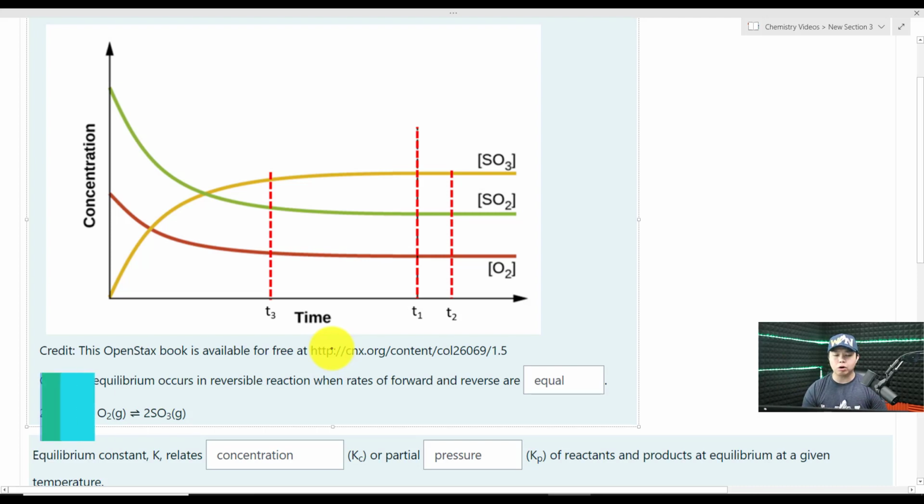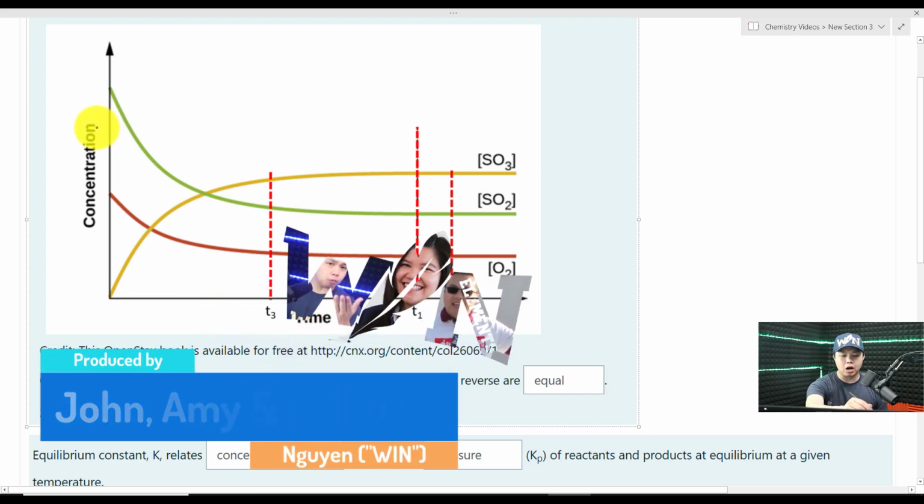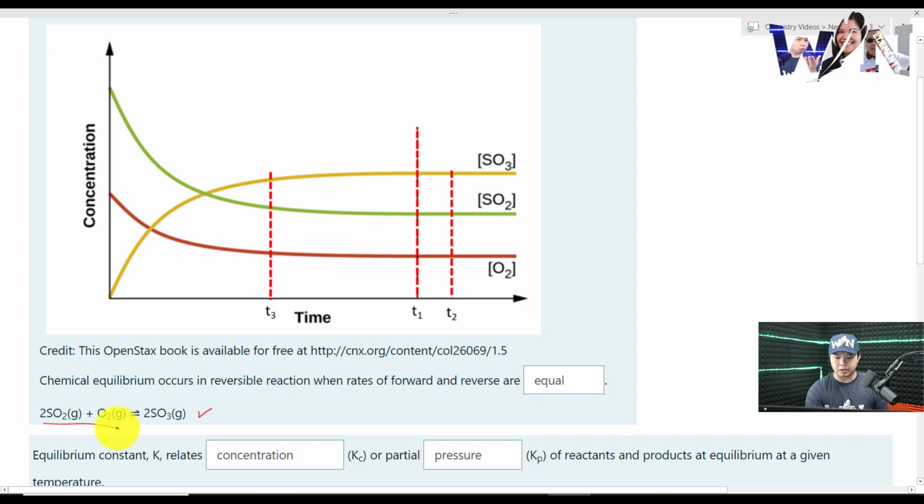In this lesson, we are going to look at equilibrium. Now we have a graph, concentration versus time, and we have a specific time frame on this reaction. And this is the reaction that we are looking at. Notice how we have two reactants producing a product. And this right here, we know that this is a reversible reaction.